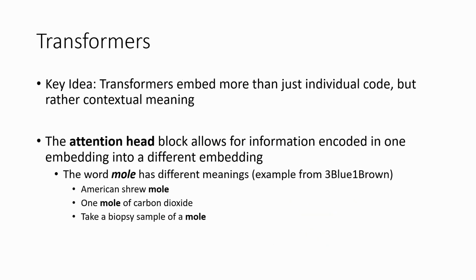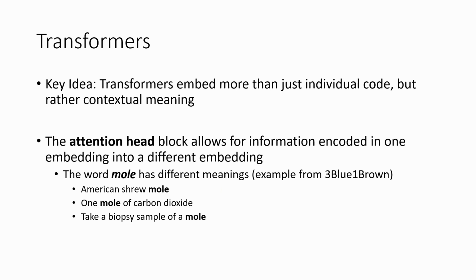Okay, so the idea here is we can embed more than just an individual code for each word, rather than just a number mapped to it and then passing it through a neural network. We're going to try to extract some contextual meaning out of these words. Something called an attention head in these transformers is what we use to pass information between the words in a sentence. Normally, your neural network takes each word and passes it through by itself, so the information between two words is not encoded. That information cannot be extracted from your text.